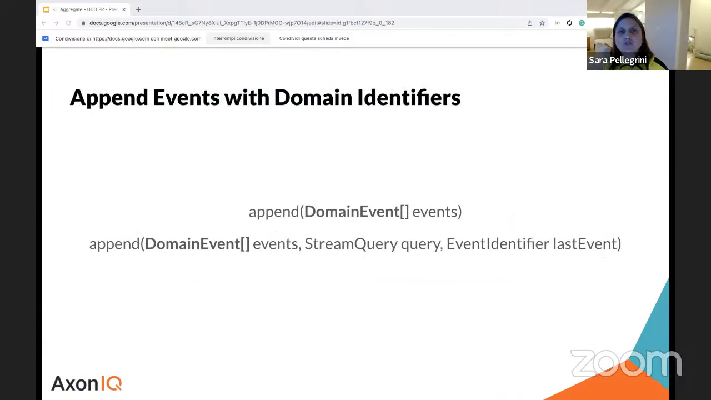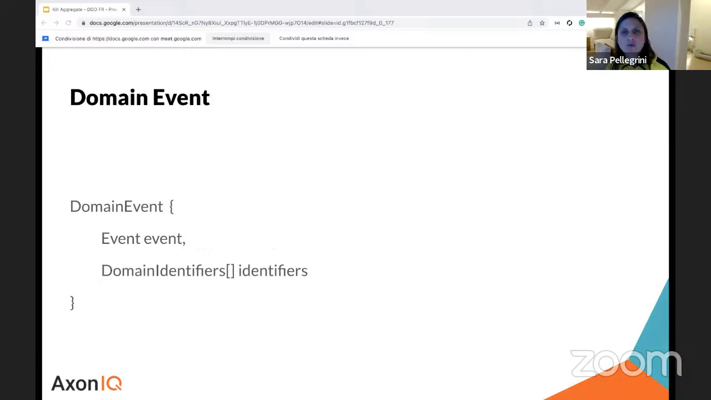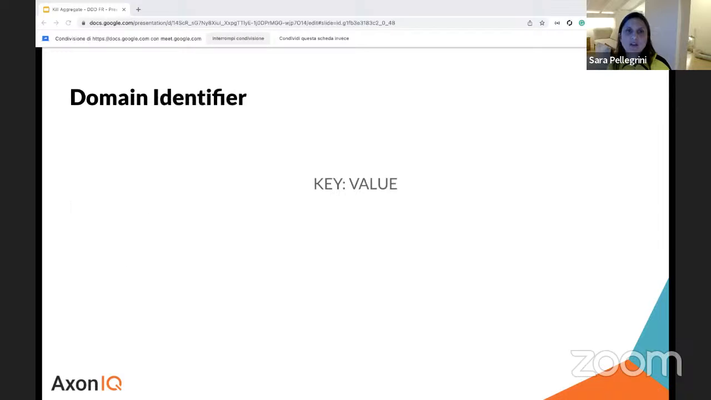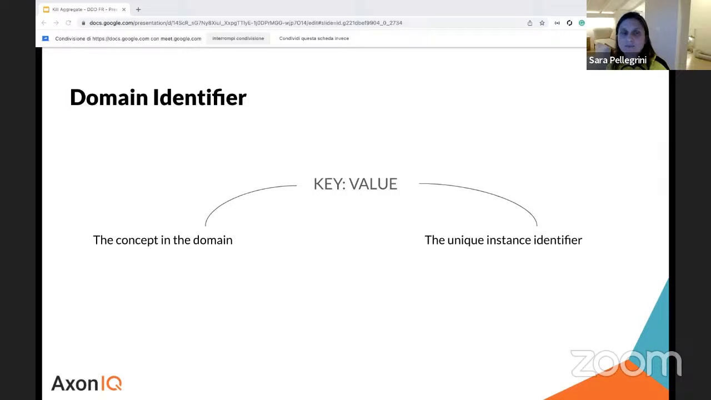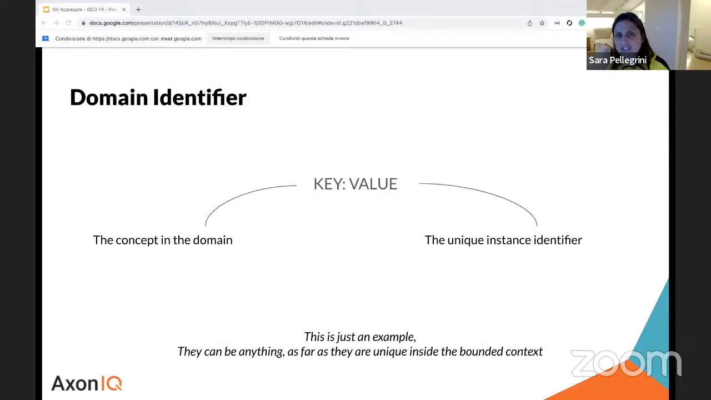Therefore, the event store should not only be able to append new events, but domain events. A domain event is nothing more than the pair formed by the pure event and a collection of domain identifiers matched to it. In my example, the domain identifier is expressed by a key-value pair, where the key represents the domain concept and the value represents the instance identifier. Actually, it is just an example. In fact, the domain identifier could be anything, as long as its value is unique within the bounded context.